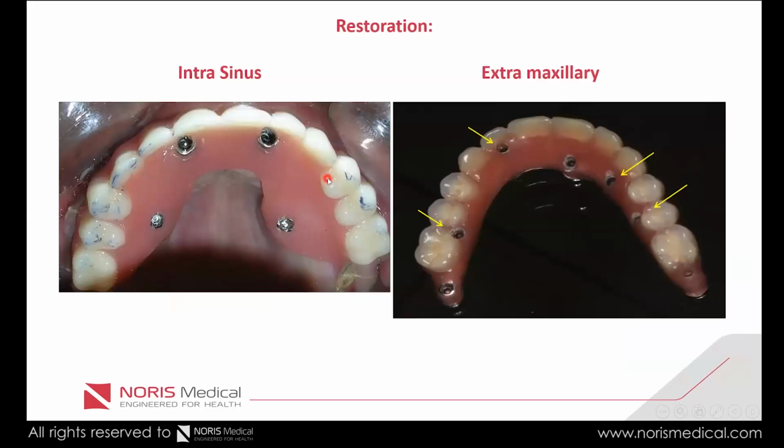Well, if we talk about the restoration, this is how the restoration looks when we have an intrasinus procedure, where the implant goes in through the palate, versus the extramaxillary, where we can position the implant on the crest wherever we want it to be, and receive a very nice restoration curve.